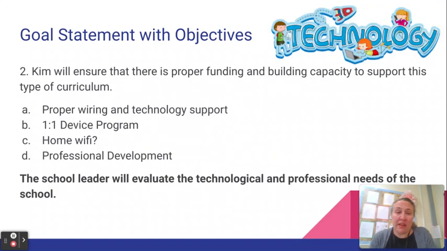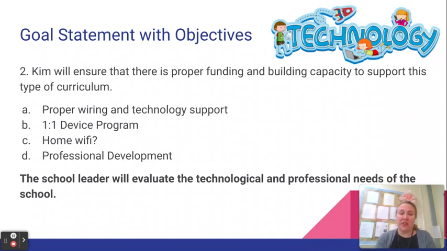The second goal is all about the technology and ensuring that there's proper funding and building capacity to support this type of curriculum. You can't have a technologically rich curriculum without a building that can handle the use of a whole lot of technology. So making sure that the school has proper wiring and technology support, one-to-one device programs, making sure that the students have Wi-Fi at home, and also having professional development in the use of the technology.